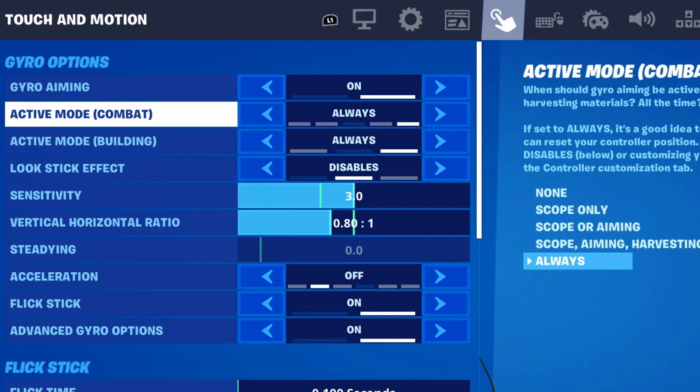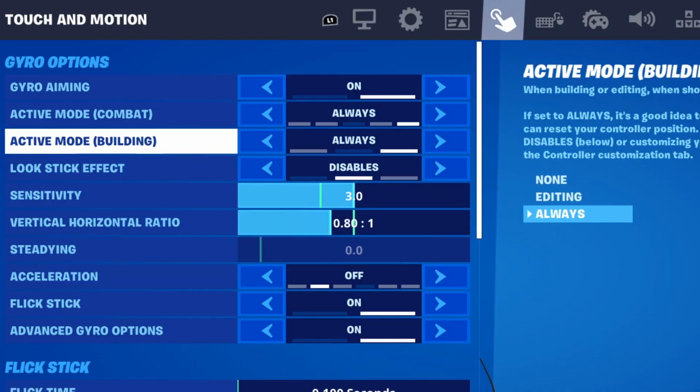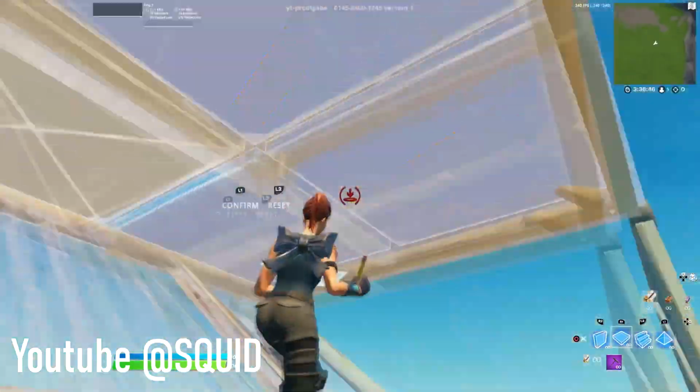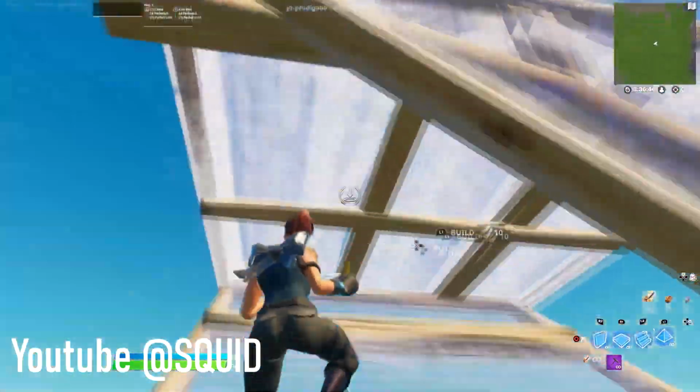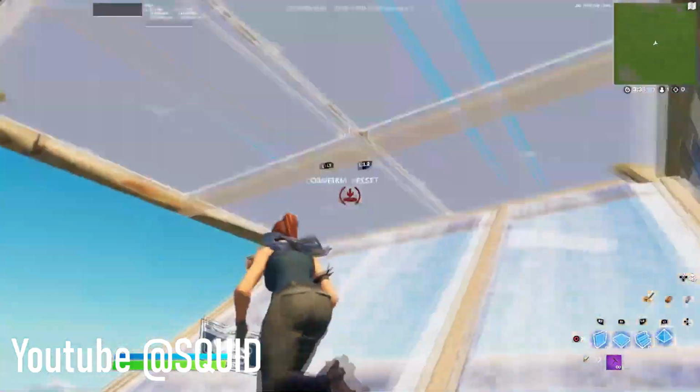The setting Active Mode Combat tells the game when to turn the gyro on. I like to have it always on, but for beginners, I recommend having it only turn on when scoping in or aiming with the left trigger. Active mode building is obviously the same thing, but for build mode. It tells the game to turn the gyro on during build mode, and usually defaults to editing only. But I see people favoring having it always on so they have more control over what they're editing and building at all times. Feel free to experiment with that.